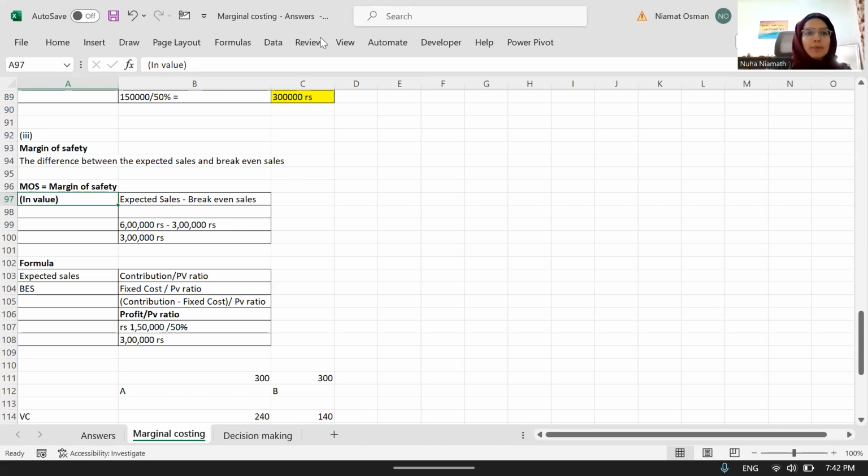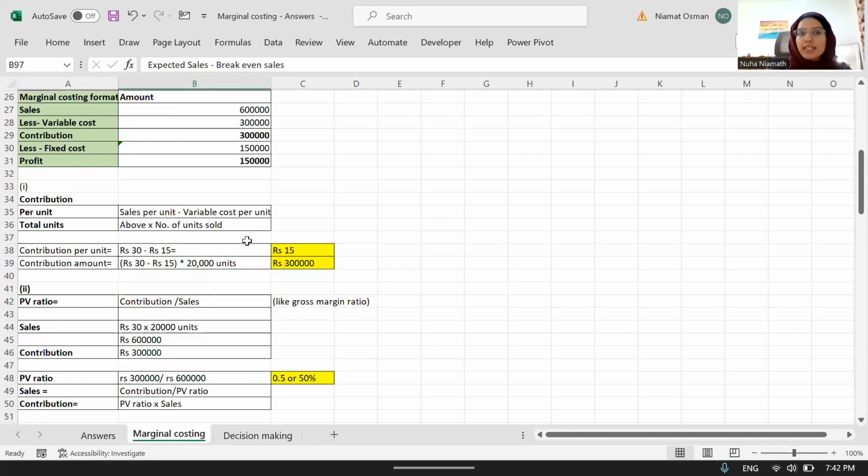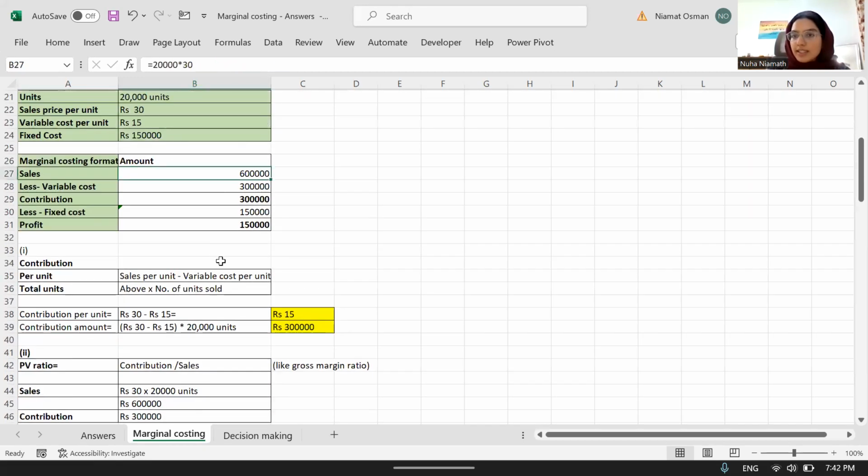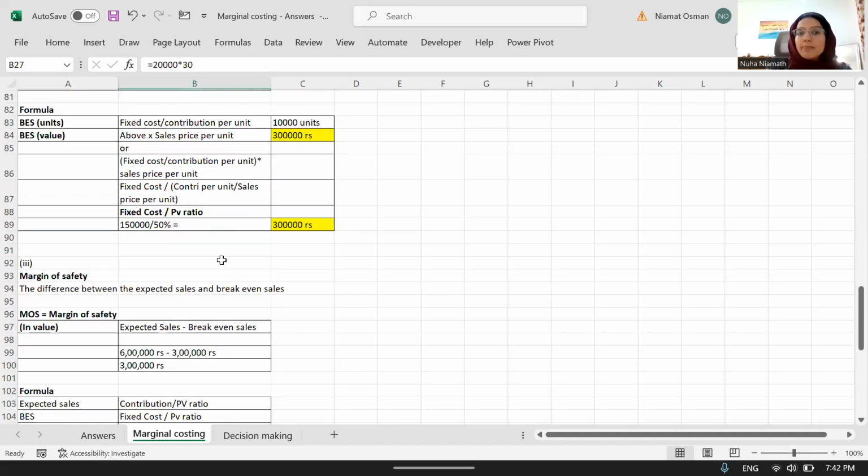No. MOS and profit is not the same. Profit is contribution minus your fixed cost. MOS is the sale amount, the sales you're making over and above your break-even sales. So, for example, in this case, what is your expected sales or your current sales? 20,000 units into 30 rupees, correct? Which is 6 lakhs. That's what we calculated above, right?